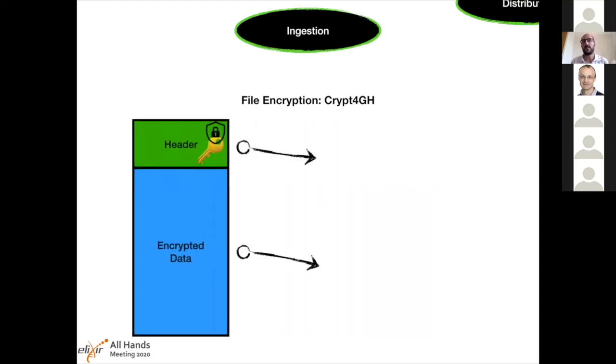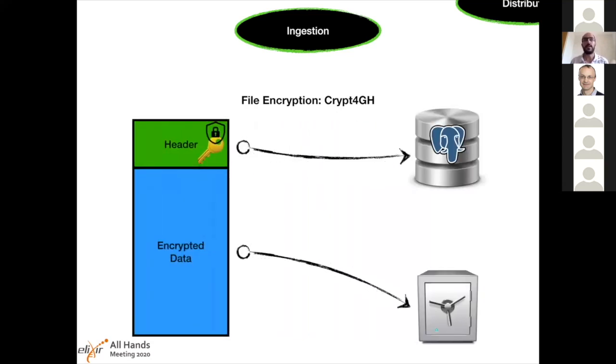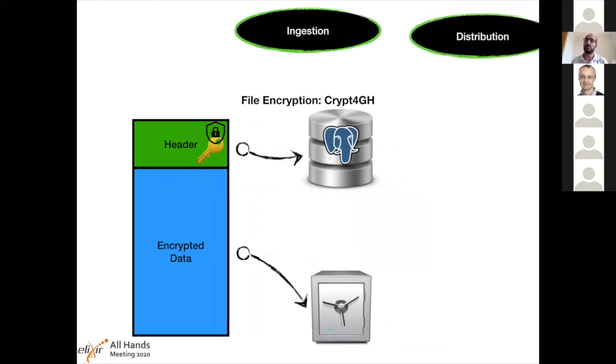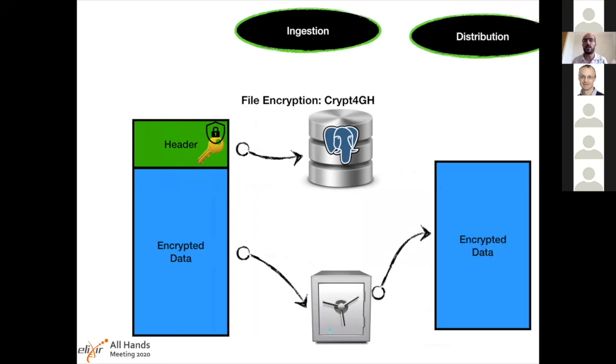The advantage is that we will split the header from the encrypted data. So the encrypted data will go into the vault, the header will go into a database. And this is very advantageous when we distribute the file, because what we will end up doing is send to the user the exact bytes that we have on the archive. We will not decrypt them and re-encrypt them. We will not change an iota of those bytes, and we will just take the header and re-encrypt it so that only the user can get their hands on the key.